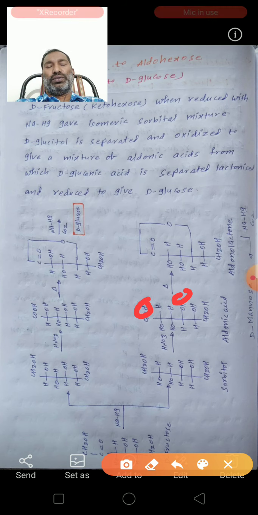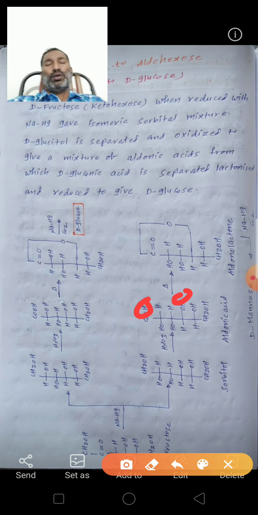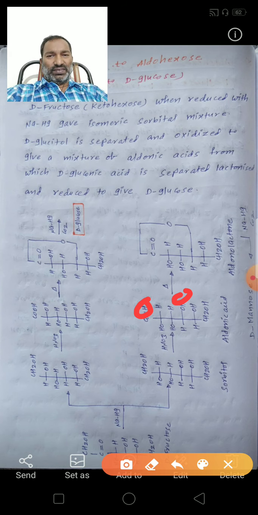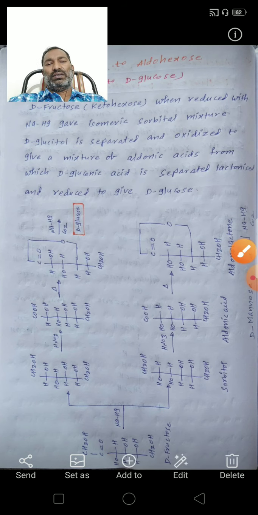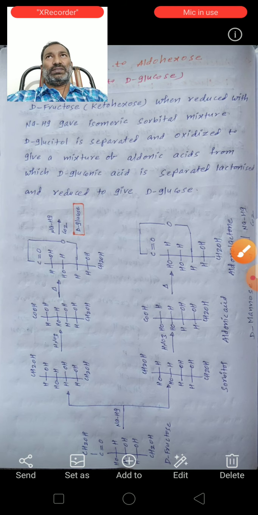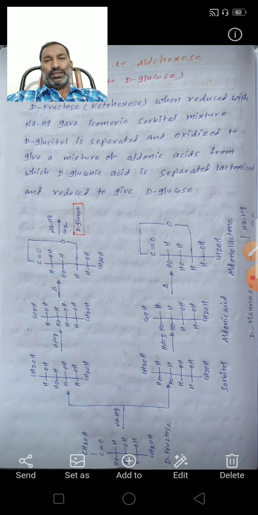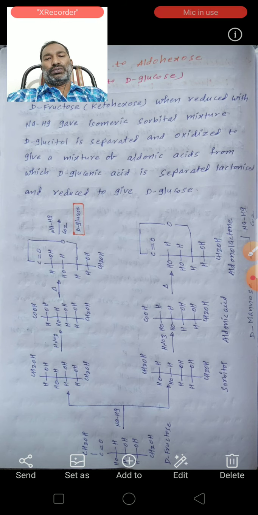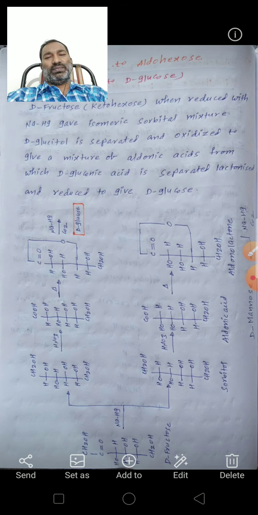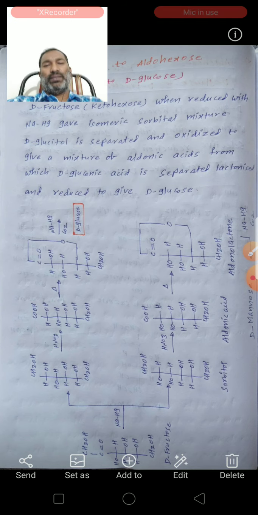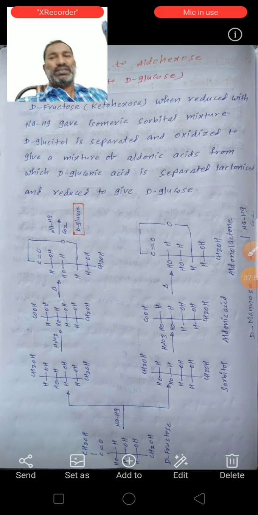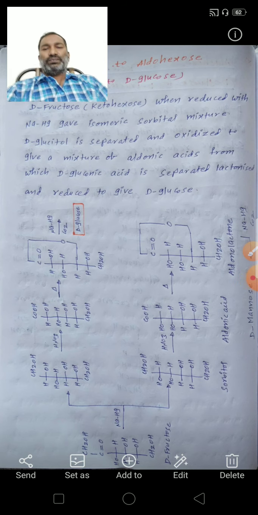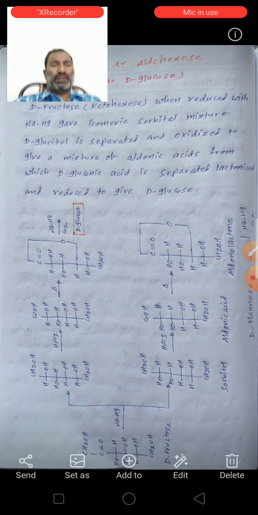So D-glucose and D-mannose are both aldohexoses. Both contain the aldehyde functional group and 6 carbon atoms. Both are formed from D-fructose, a ketohexose, which converts into aldohexoses, that means D-glucose and D-mannose. D-glucose and D-mannose are epimers, as both differ in configuration at the C2 carbon atom.